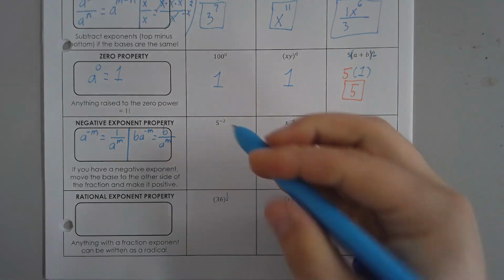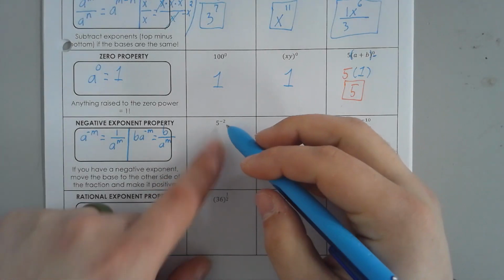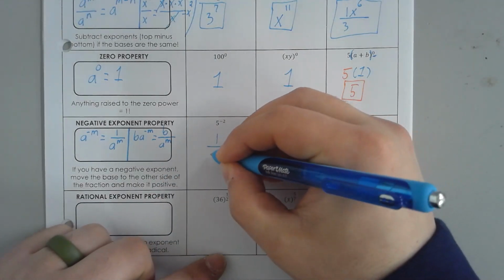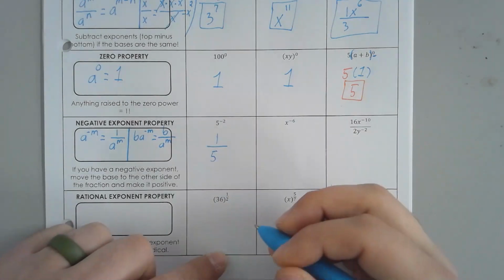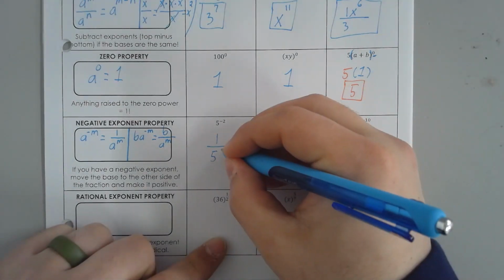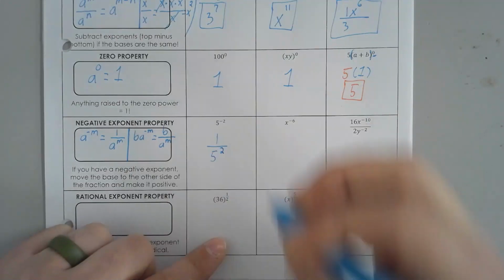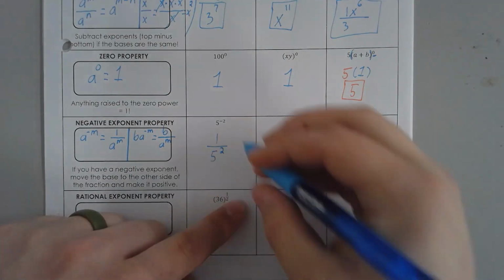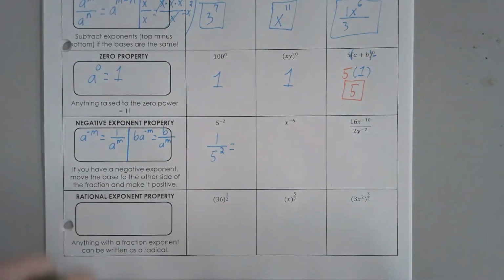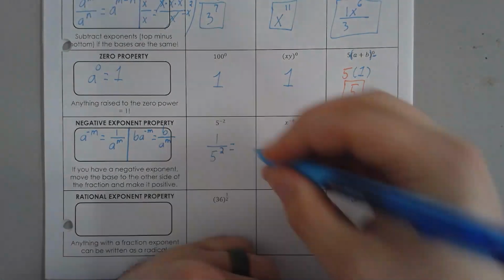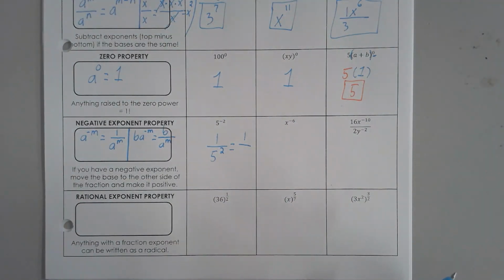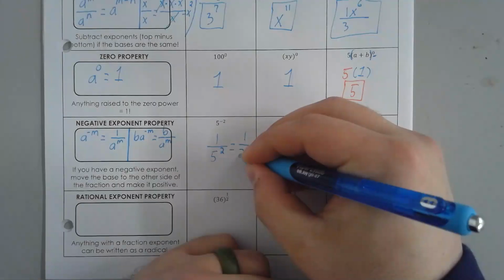So let's look at this example. We've got 5 to the negative 2. So that's going to go to the denominator. Our exponent goes from a negative 2 to a positive 2. And we can even simplify that. What's 5 squared? 10. That's 5 times 5. Oh, 25. 25, there we go.